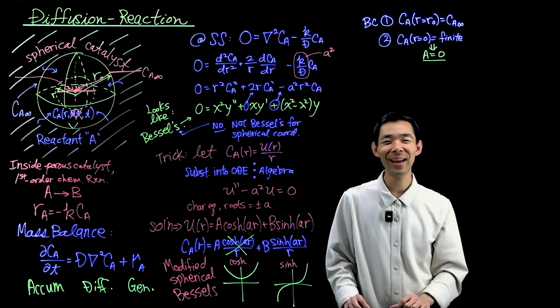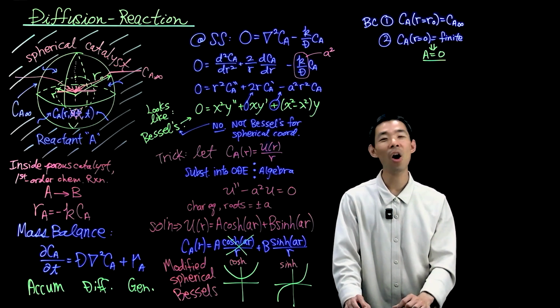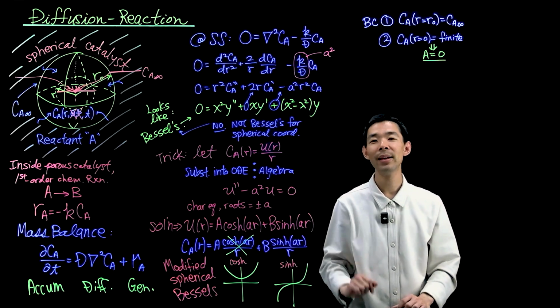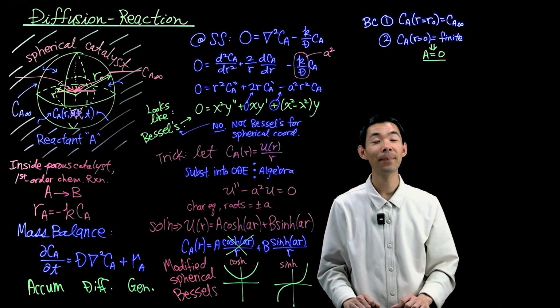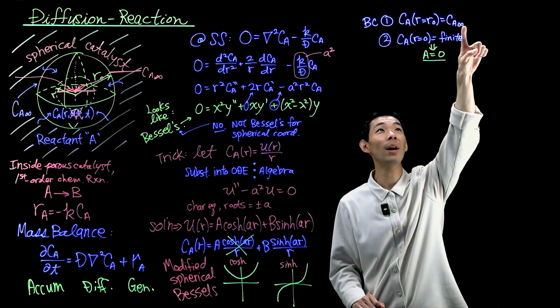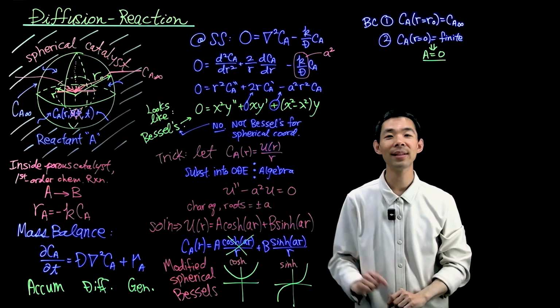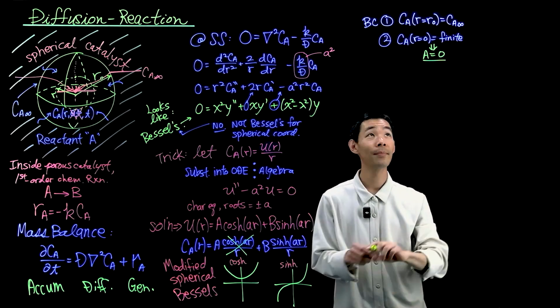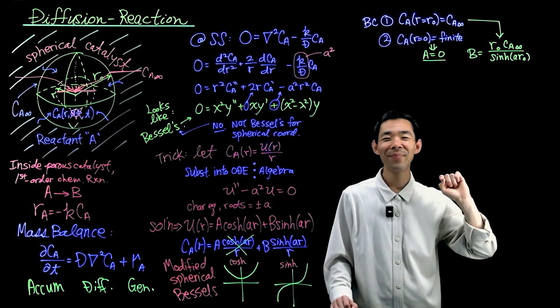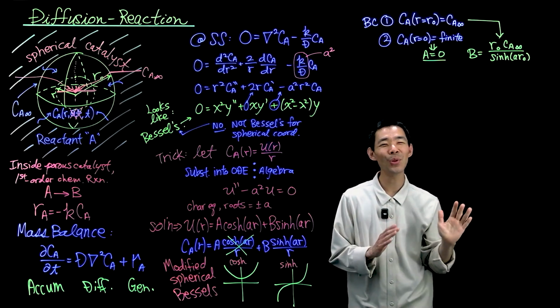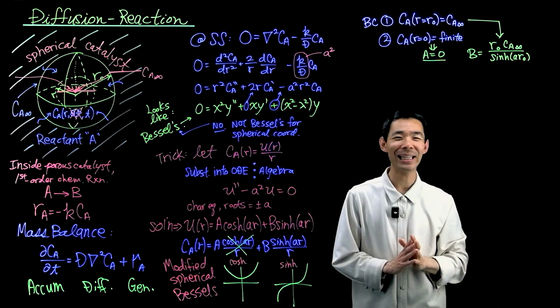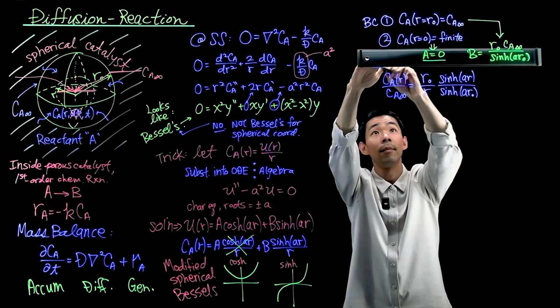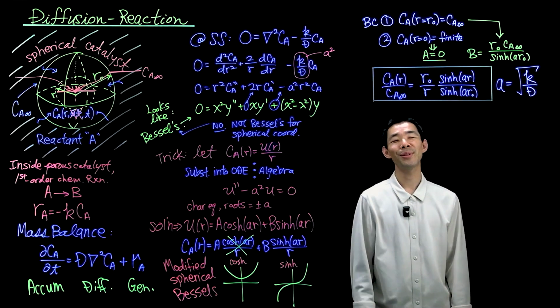And therefore, we obtain one of the constants of integration. All we have left is b sinh ar divided by r. We can use the other boundary condition, number 1, to obtain the constant b. It looks like this. Just like that. And we're done. We have the full solution. Let's write it down cleanly. And we have our final solution.